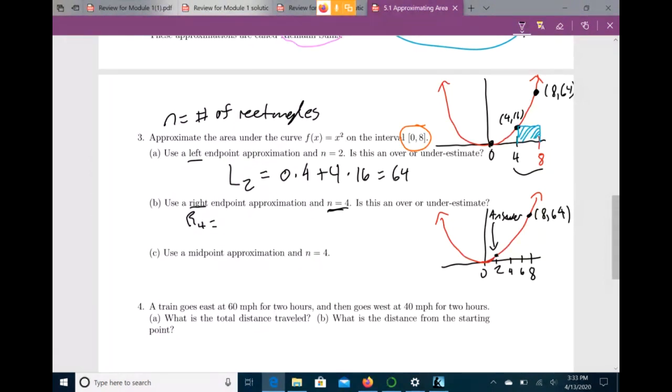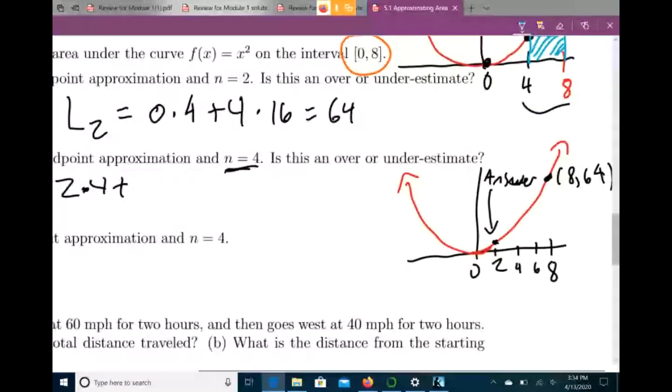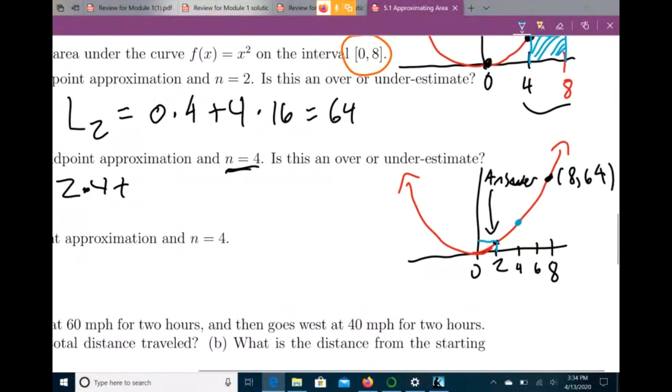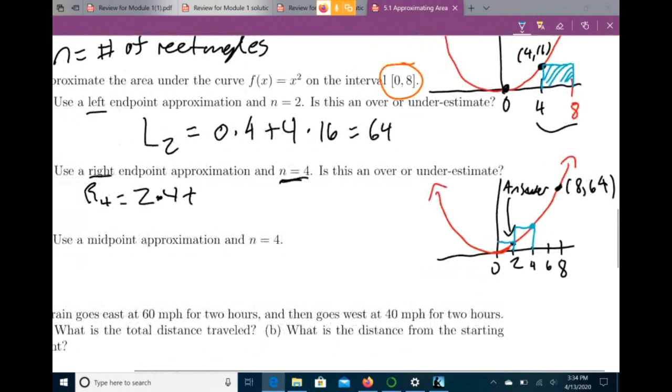Good, exactly. It's 4. The height is the y coordinate, right? 2 is the endpoint that you plug into the function, and then the height is 4. So the first rectangle will be width 2 and height 4. Remember, this is a right endpoint. So I want you all to try to finish this problem, finish the approximation.